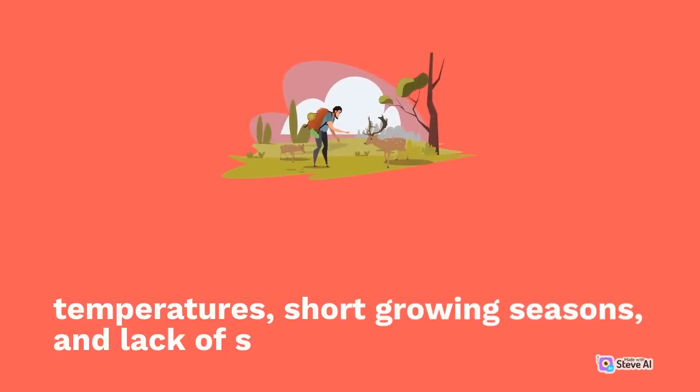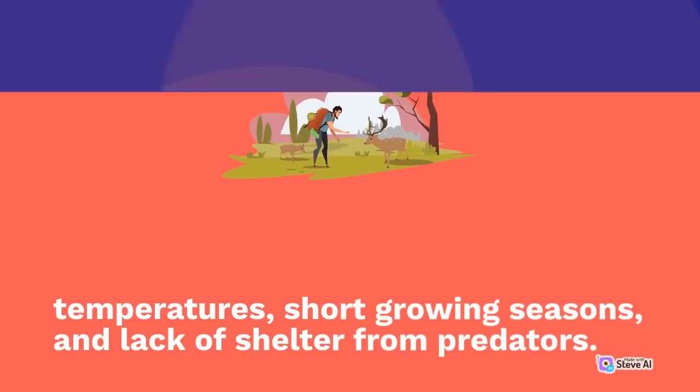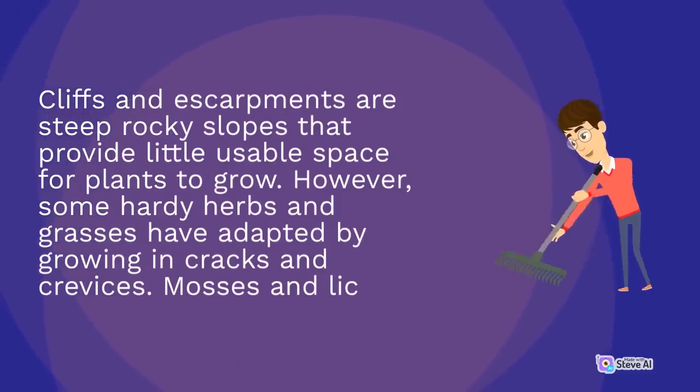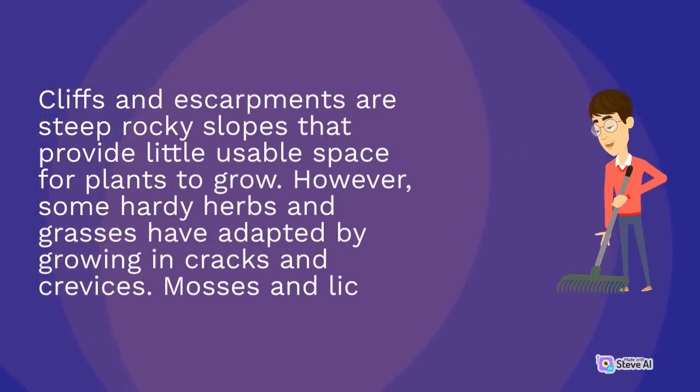temperatures, short growing seasons, and lack of shelter from predators. Cliffs and escarpments are steep rocky slopes that provide little usable space for plants to grow. However, some hardy herbs and grasses have adapted by growing in cracks and crevices.